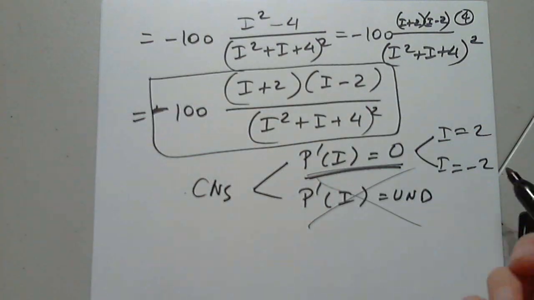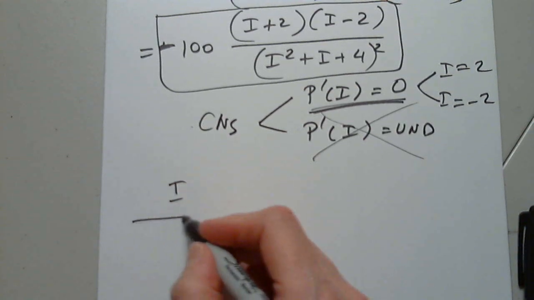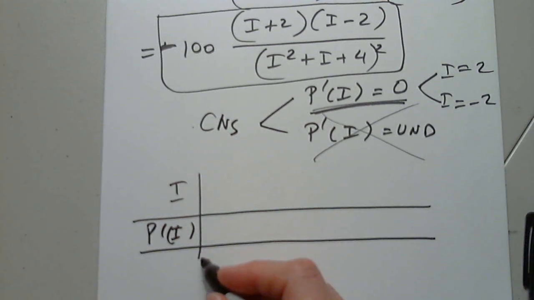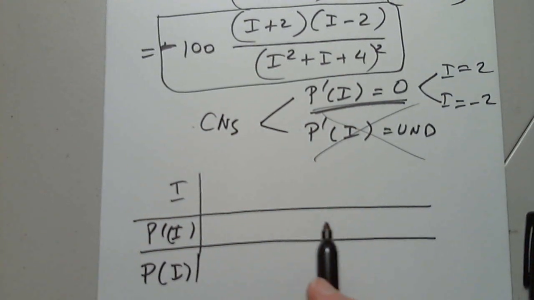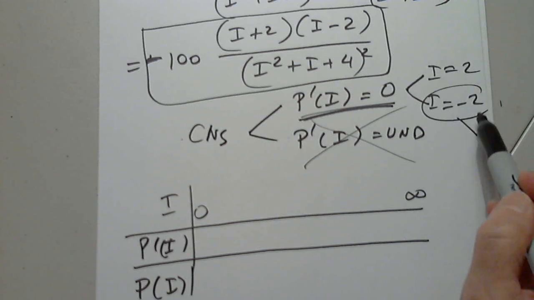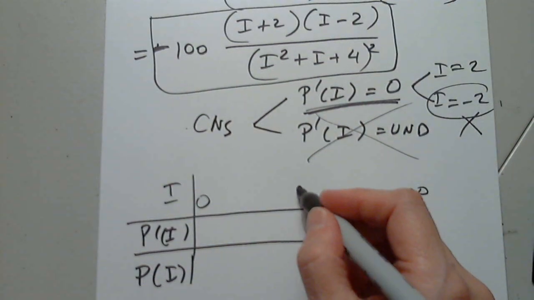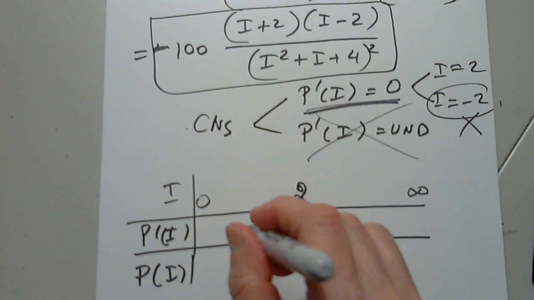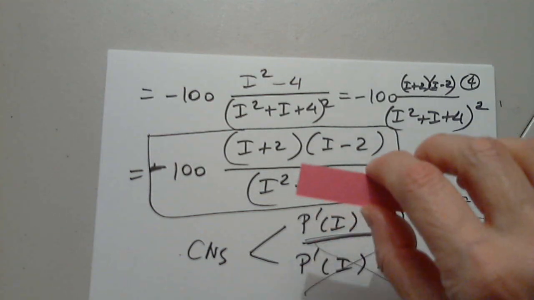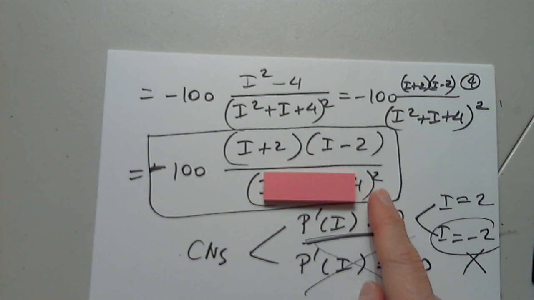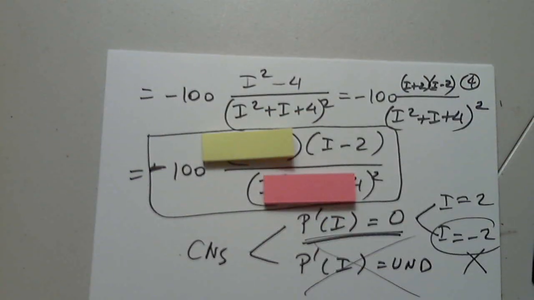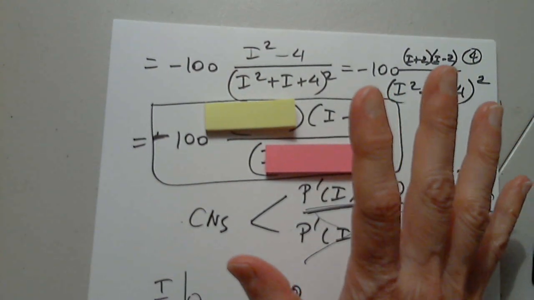So very good. I, the intensity, cannot be negative. So I need to study the sign of the derivative. If we don't show the study of the sign of this derivative, then we cannot get full credit for it. So I'm not going to put this in the table because it's 0 to infinity. I'm going to put this in, and I have to study the sign left and right. There is no point in studying the sign of this because it's always positive. So the sign is given by this negative.